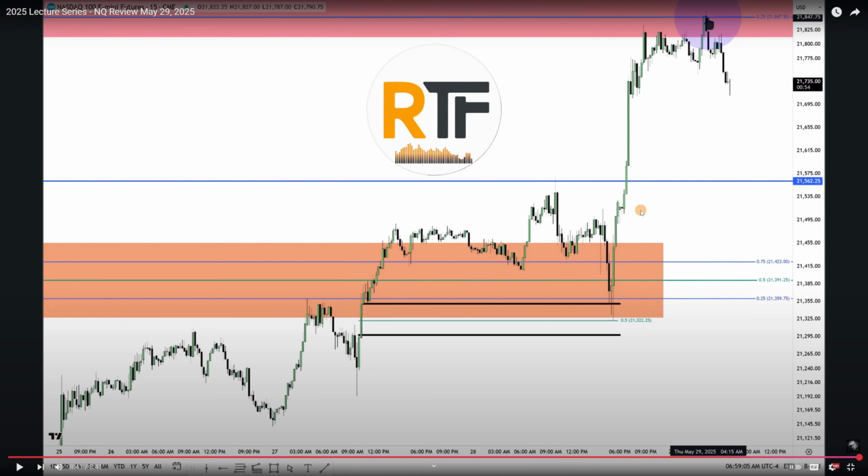And remember, at a premium, bullish price should not be retracing. So you don't see much retracement here in this rally. Price is pretty much just running for the finish line.